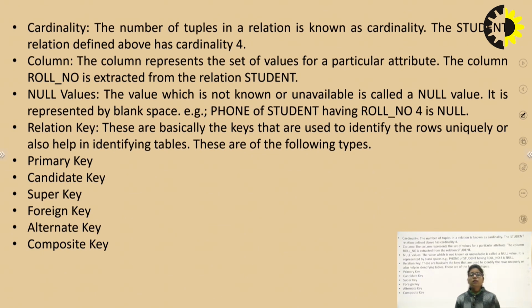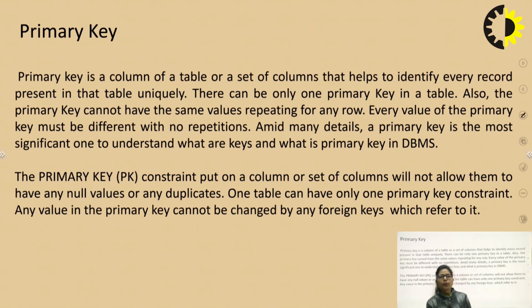These are basically the keys that are used to identify a row uniquely, and they also help in identifying tables. They are of the following types: primary key, candidate key, super key, foreign key, alternate key, and composite key. These are the keys which we use in all types of models and in SQL queries also. Now, the first one is the primary key.